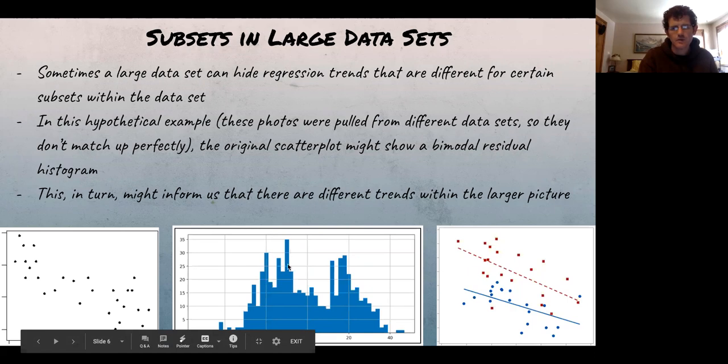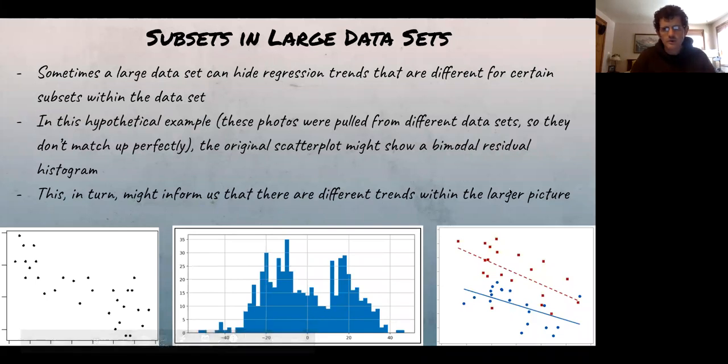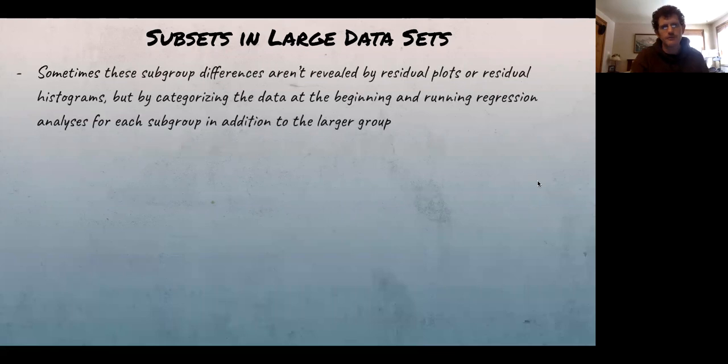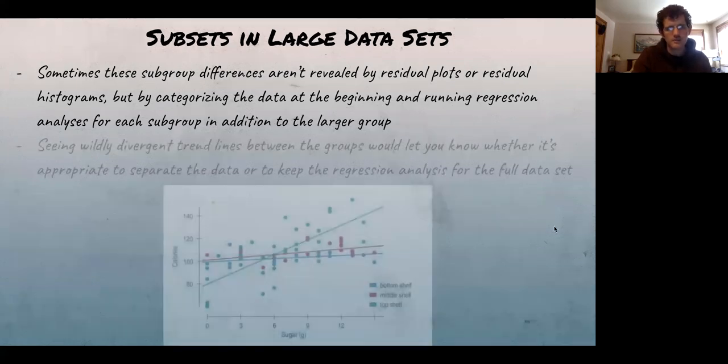All right, so if you can follow kind of visually and conceptually what's happening, sometimes you could have 2 different subsets that are meshed together, and you can figure out that there's kind of a categorical difference between these 2. So these subgroups aren't necessarily revealed by residual plots, but if you categorize your data at the beginning and run regression analyses for each subgroup, then you can sometimes see those trend lines.